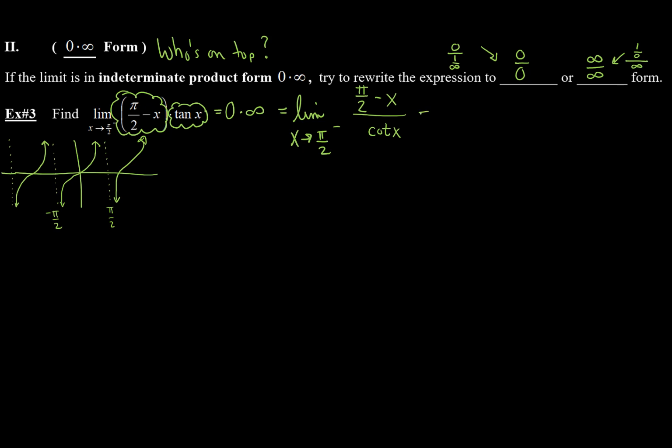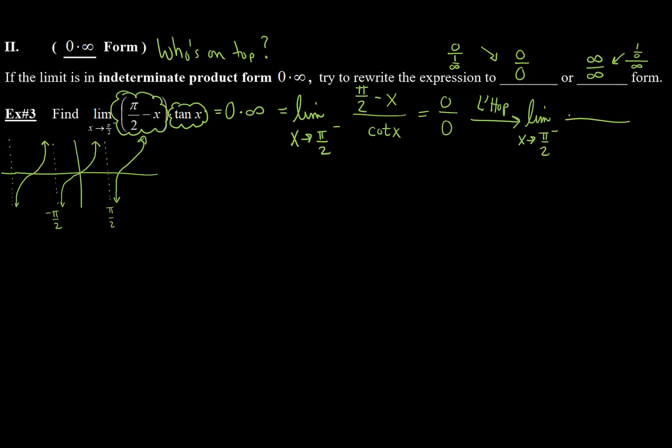So let's plug in our pi over 2 to verify that things are working out, that it's going to be in the correct form, either 0 over 0 or infinity over infinity. So I'm going to plug in pi over 2. Pi over 2 minus pi over 2 on the top gives me 0. And then the cotangent of pi over 2 also gives me 0. So that's what I want. So now I can use L'Hôpital's. So this is a limit as x approaches pi over 2 from the left.